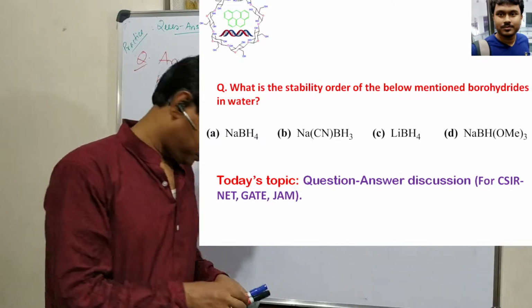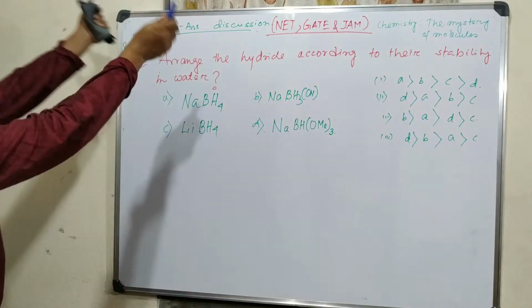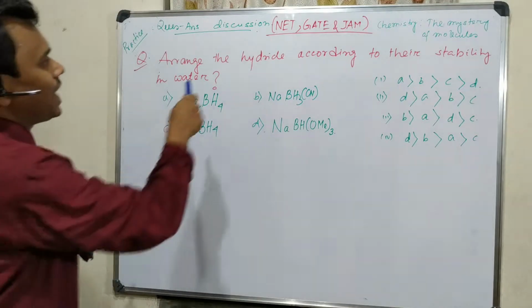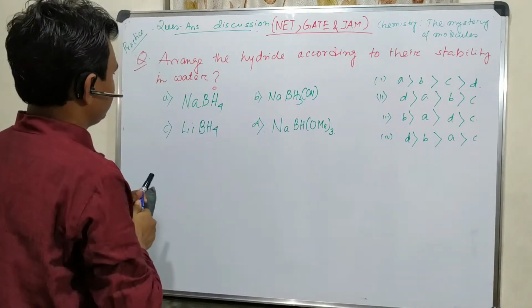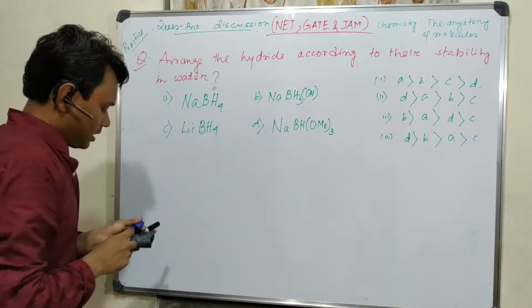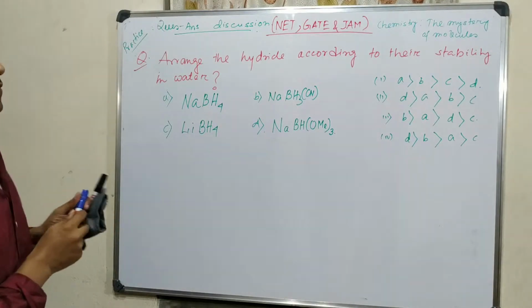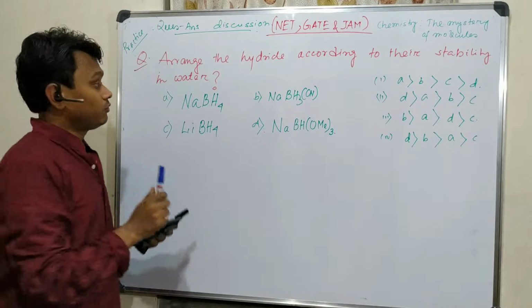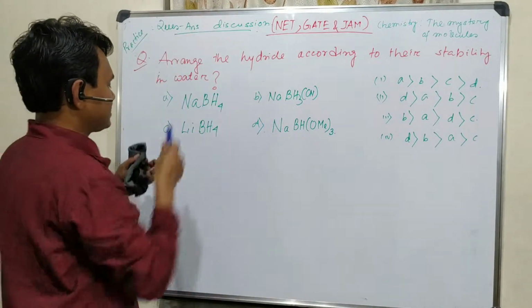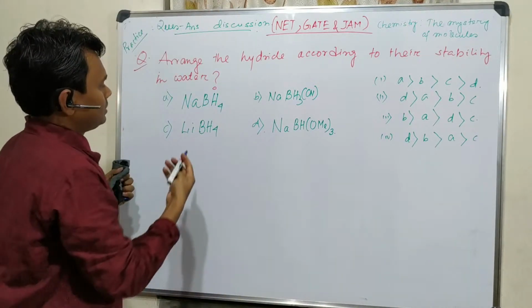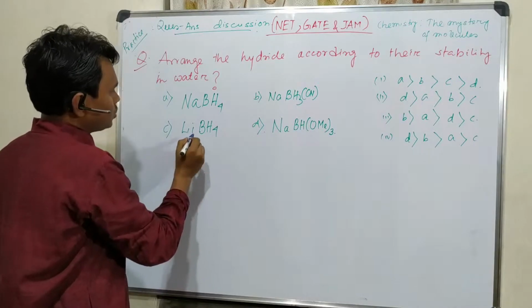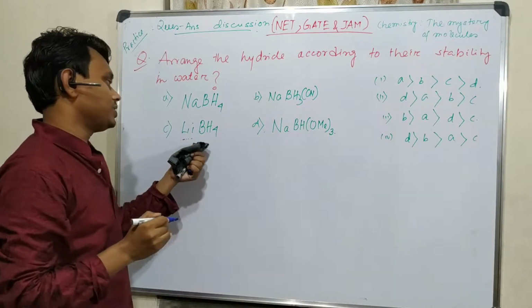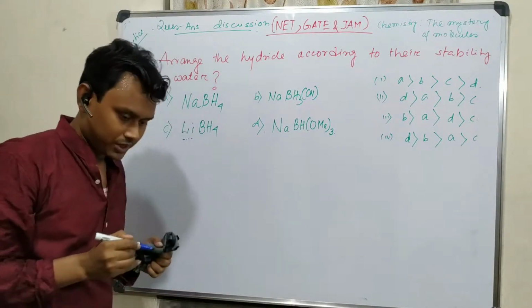So let's start. What is the question? The question is hydrides, water, stability. This is A, B, C, D. Now, for such type of question, at a glance you have to find out what is more stable and what is less stable. We know lithium borohydride is very reactive compared to sodium borohydride, so it is less stable.